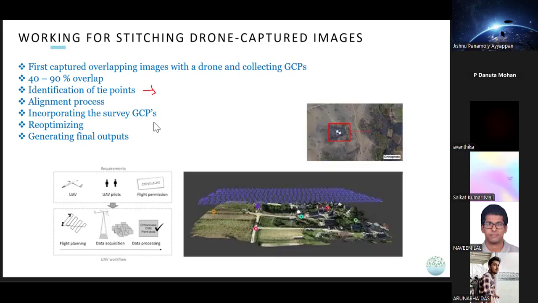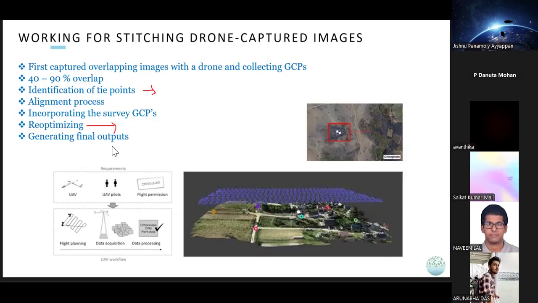If you are surveying a very small area, suppose 0.5 square kilometers, using GCPs is not mandatory. But if you want to get more spatially correct data, it is always advised to use ground control points. Then you go for the process of re-optimizing, that is, you are making the image spatially more accurate by tagging those GCPs.